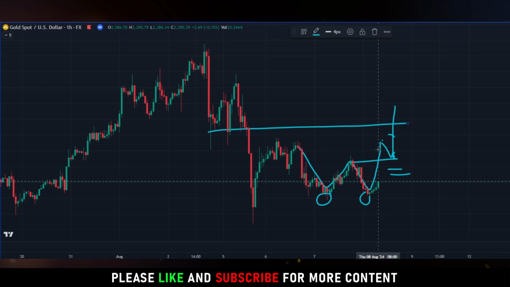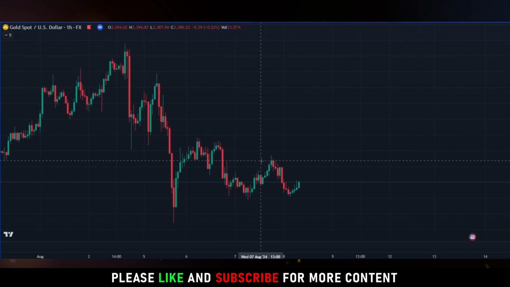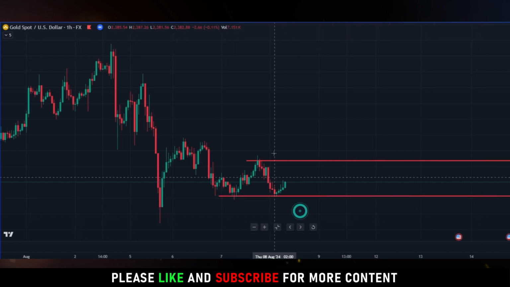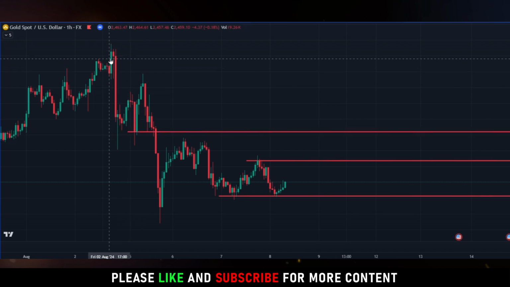So let's try to understand what is going on. Let me first remove all of these. Now I'm going to draw a line in this area. This is our neckline area, this is our double bottom area, and this is our target area, at least, because you can see there was a reaction there. Buyers were activated here and pushed it up, and this is a retest area on this level, the previous reaction, and then it went down. So we're expecting gold to at least come to this area, which is the previous reaction.